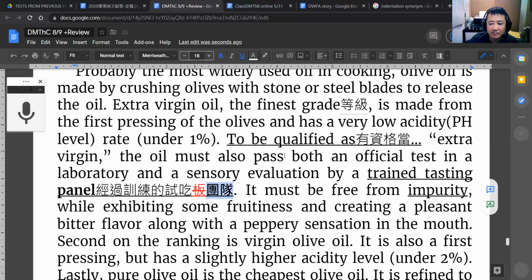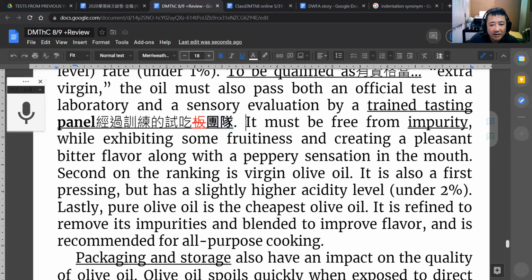Okay. It, meaning the extra virgin olive oil, it must be free from impurity. Okay, 杂质.